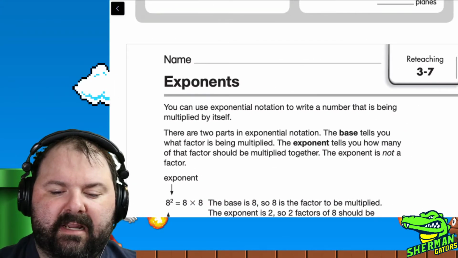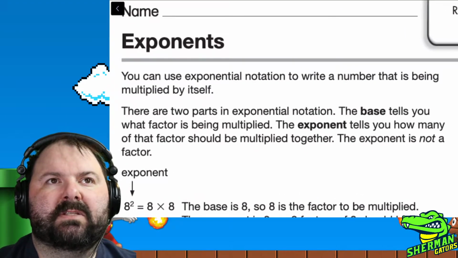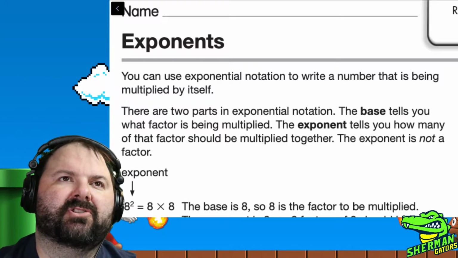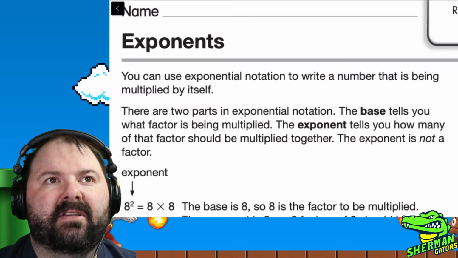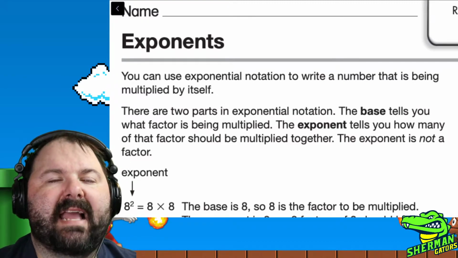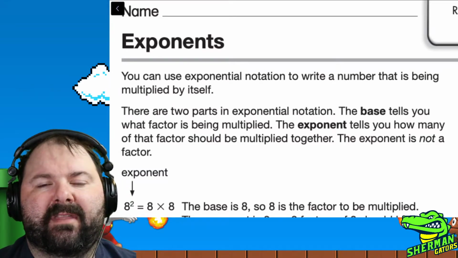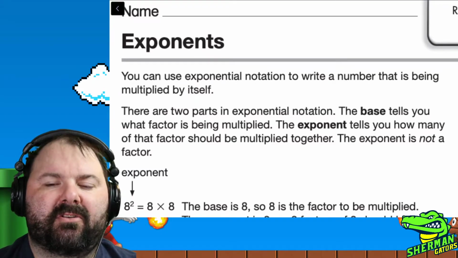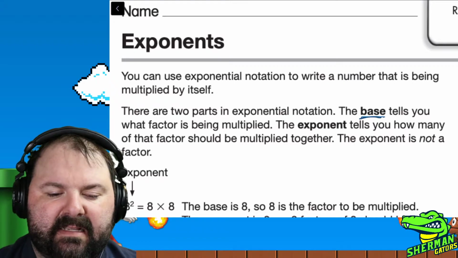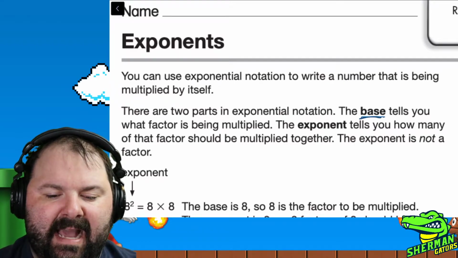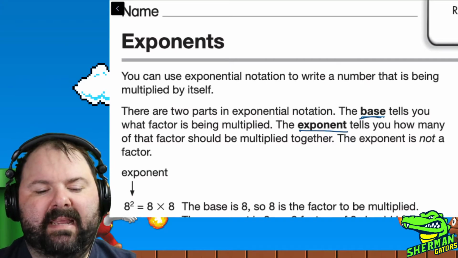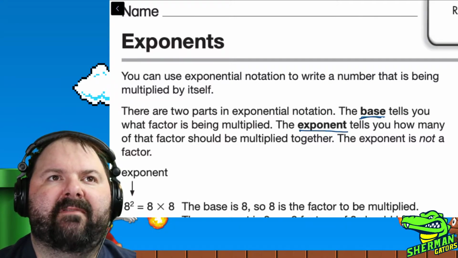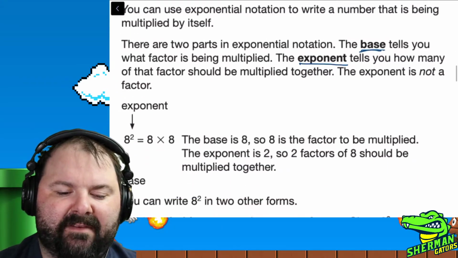Now for our learning today, we are going to do some more practice with exponents, because I did notice that a few people had some issues with the exponents, so I wanted to make sure that we do understand how to do this really well. Remember, you can use exponential notation to write a number that is being multiplied by itself. There are 2 parts in exponential notation. The base tells you what factor is being multiplied, and the exponent tells you how many of that factor should be multiplied together. The exponent is not a factor.